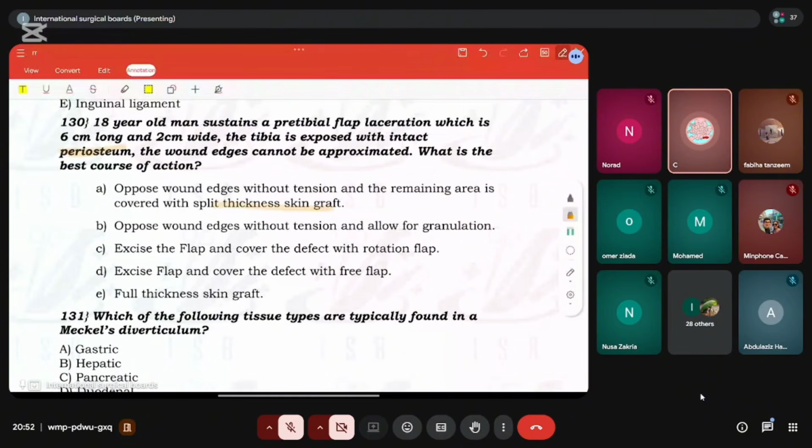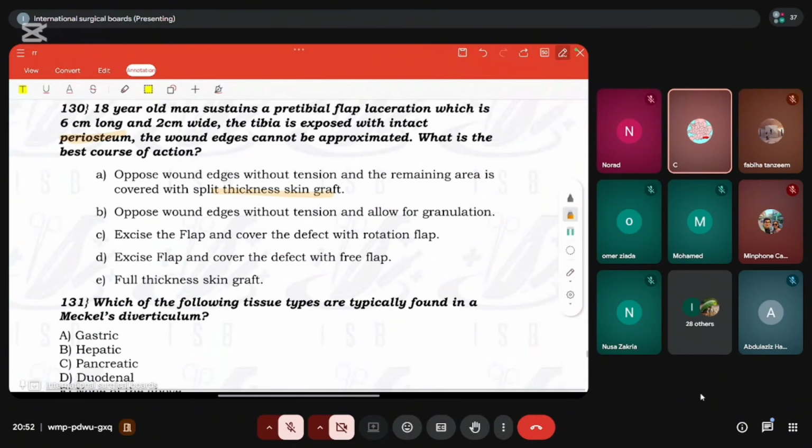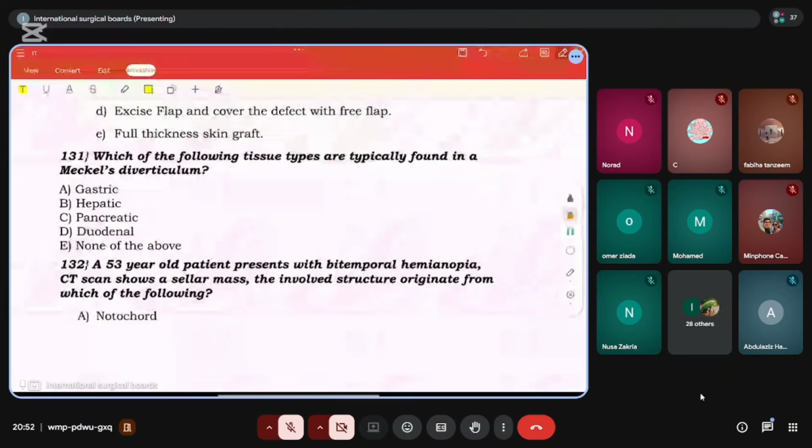Periosteum is there, so why you want to go for a flap which is more difficult, right? Yeah, sorry, I'm mixing this with another question. Okay, yeah, so the periosteum is there. You could go for split thickness skin graft. Okay, let's see the next one.